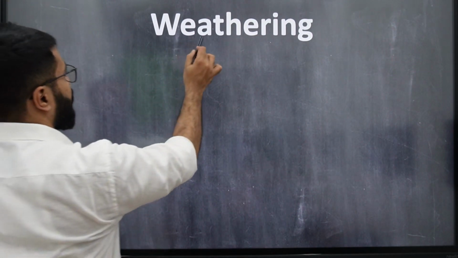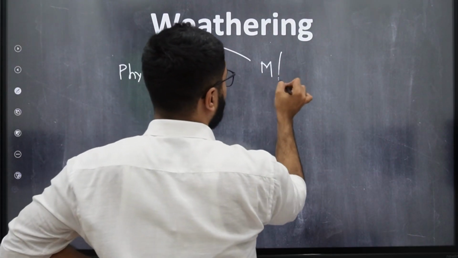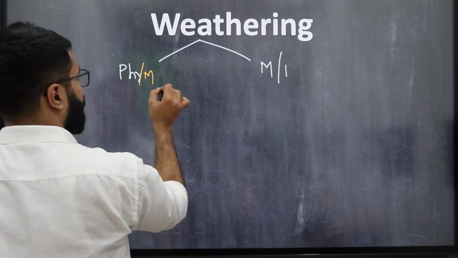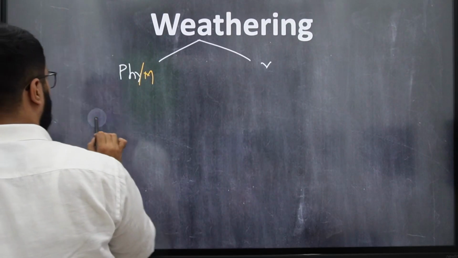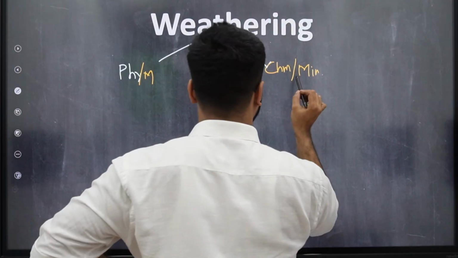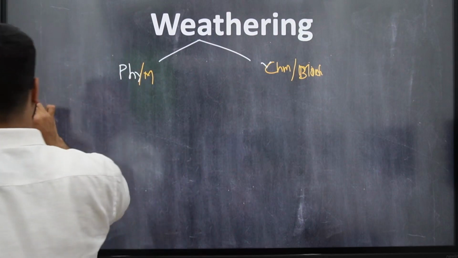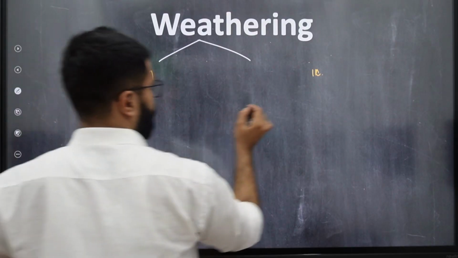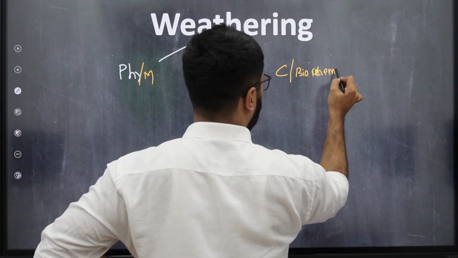So in weathering, I have told you that we have got physical disintegration, mechanical or physical, which in itself is known as mechanical. And this is chemical or mineral, chemical or biochemical.